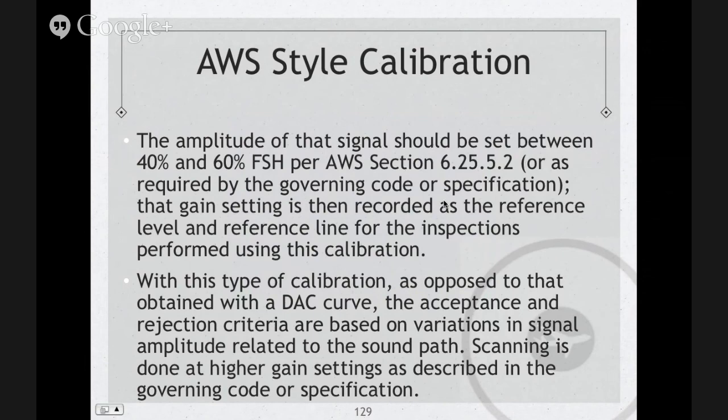That gain setting is then recorded as the reference level and the reference line for the inspections performed using this calibration. With this type of calibration, as opposed to that obtained from the DAC curve, the acceptance and rejection criteria are based on the variations in signal amplitude related to the sound path. Scanning is done at higher gain settings as described in the governing code. Now, your specs are the ones that are going to tell you how much gain you're going to have to put, if you get an increased or a decreased gain, and what your rejection values or your acceptance criteria are going to be.